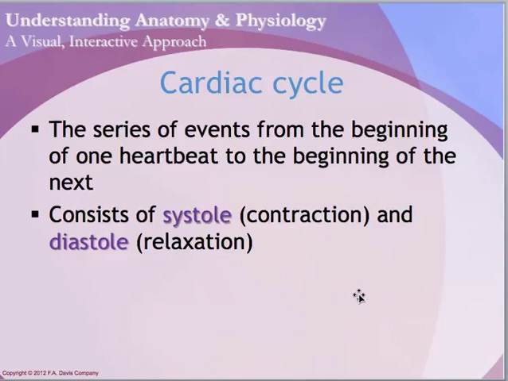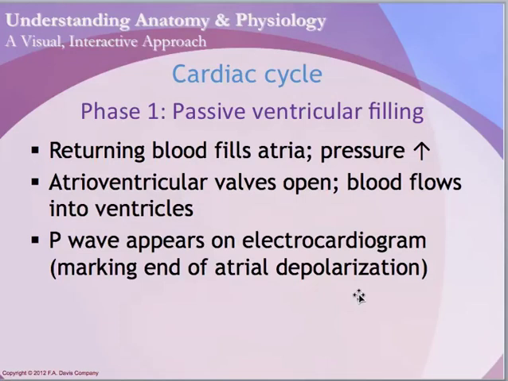Okay, so let's combine all of this a little bit in what we call the cardiac cycle. The cardiac cycle is a series of events from the beginning of one heartbeat to the beginning of the next. It consists of systole, which is contraction, and diastole, which is relaxation. You can follow along in your book on page 276, which shows you the different steps and also shows you this in relation to the ECG, or the electrocardiogram.